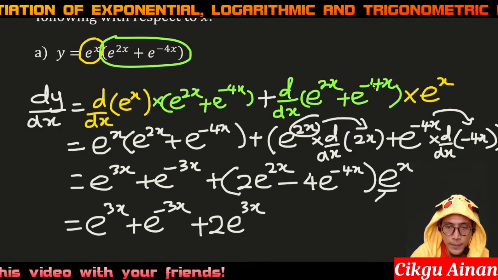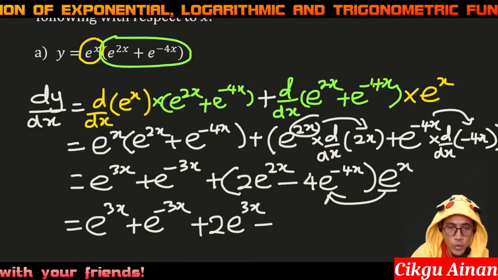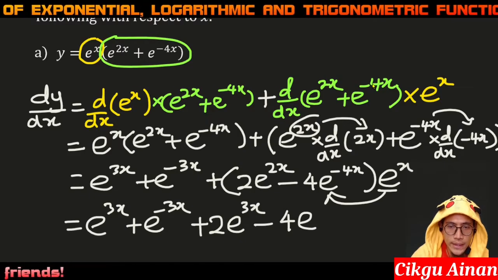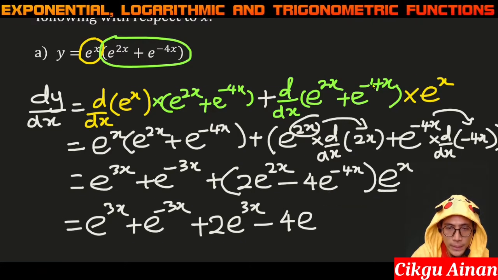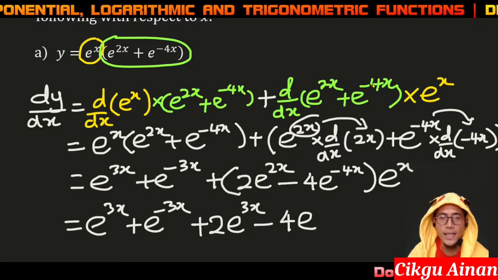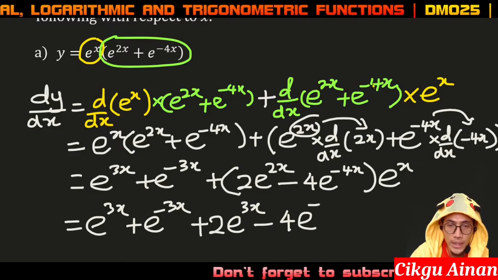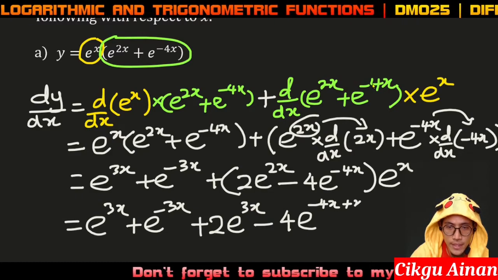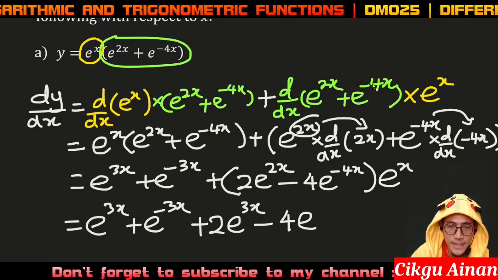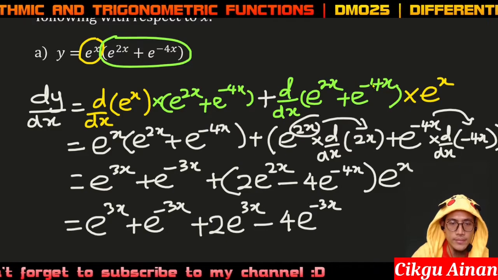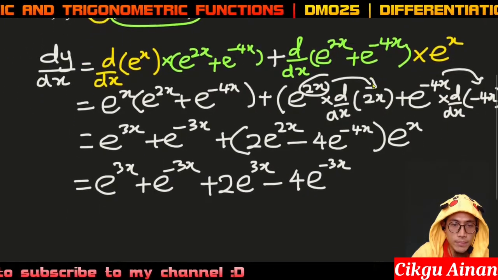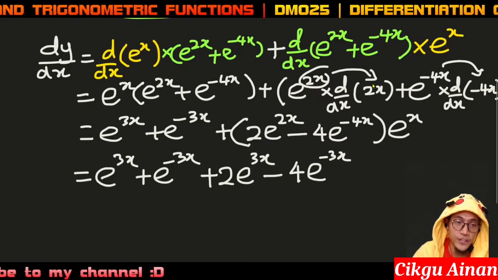Now we multiply with this one. Okay, so minus 4x. When we multiply, the bases are the same, so we add the exponents. Okay, and then the power is minus 4x plus x. Therefore, it's minus 3x.